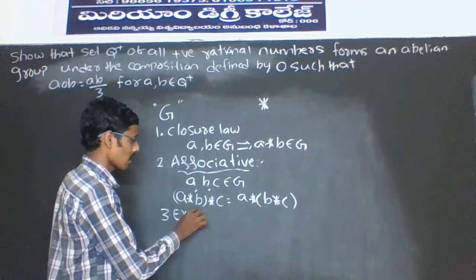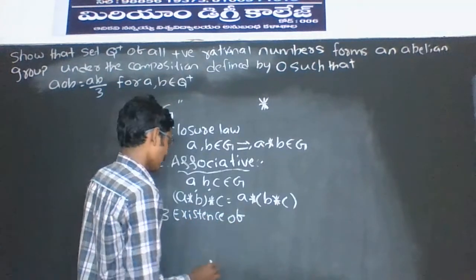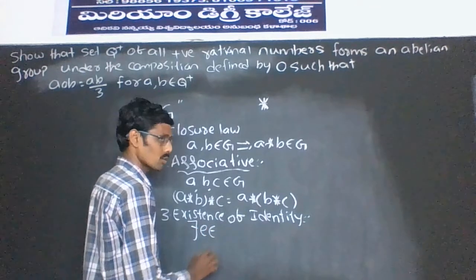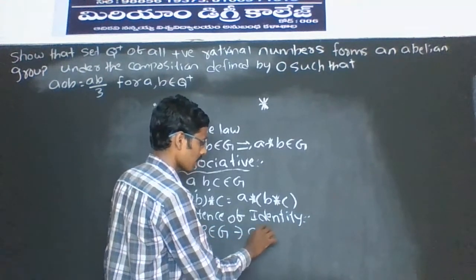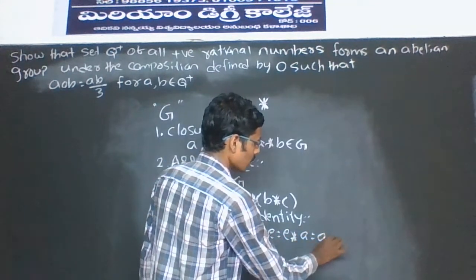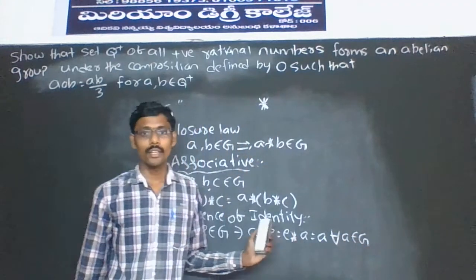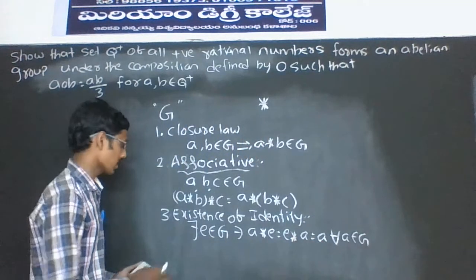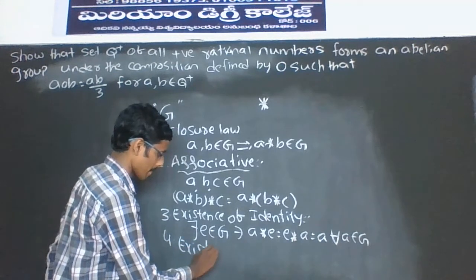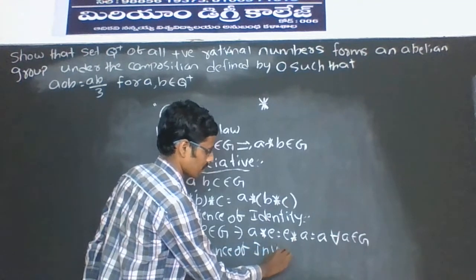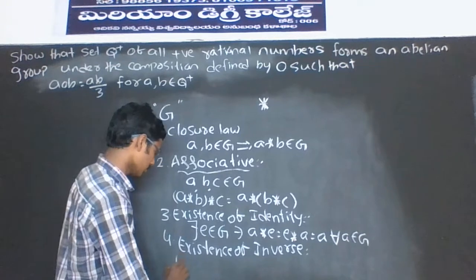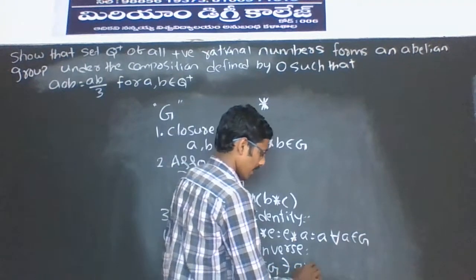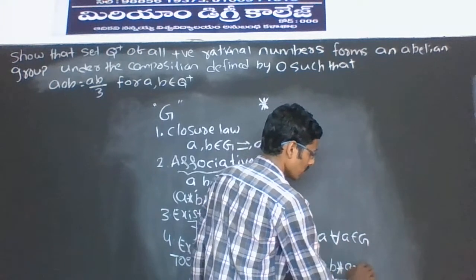Third one, existence of identity. There exists E belongs to Z such that A star E is equal to E star A is equal to A for all A belongs to Z. Next, fourth one, existence of inverse. To each A belongs to Z, there exists B belongs to Z such that A star B is equal to B star A is equal to E.